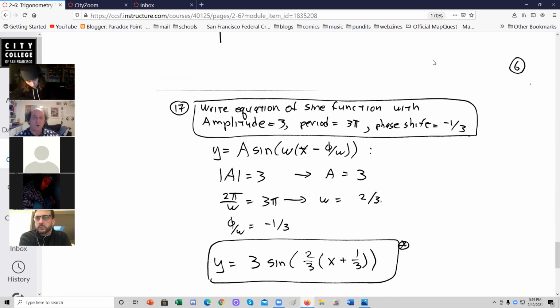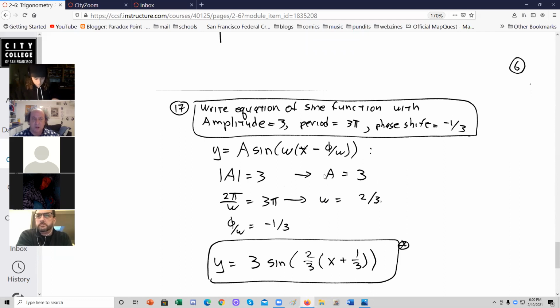Now here they ask for a reverse problem. Write the equation of a sine function with amplitude 3, period 3 pi, and phase shift -1/3. So y equals a sine omega times x minus pi over 2. This should be a plus, shouldn't it? All right, this should be a plus. x plus phi over omega.